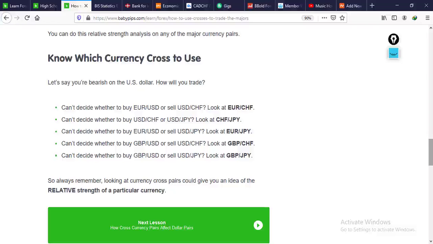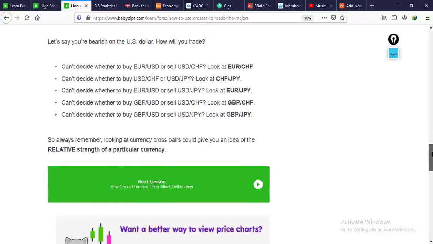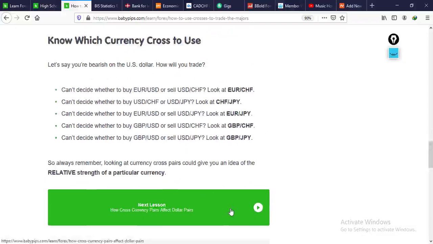In fact, my friends, print this section out. Just print it out, okay? Paste it on your wall, on your fridge, or on the front of your computer, or beside your trading desk, okay? And look at this all the time to help you determine which pair to pick to trade, okay? So do that on your own. That's your assignment. Next, let's move to the next lesson that talks about how cross-currency pairs affect dollar pairs.